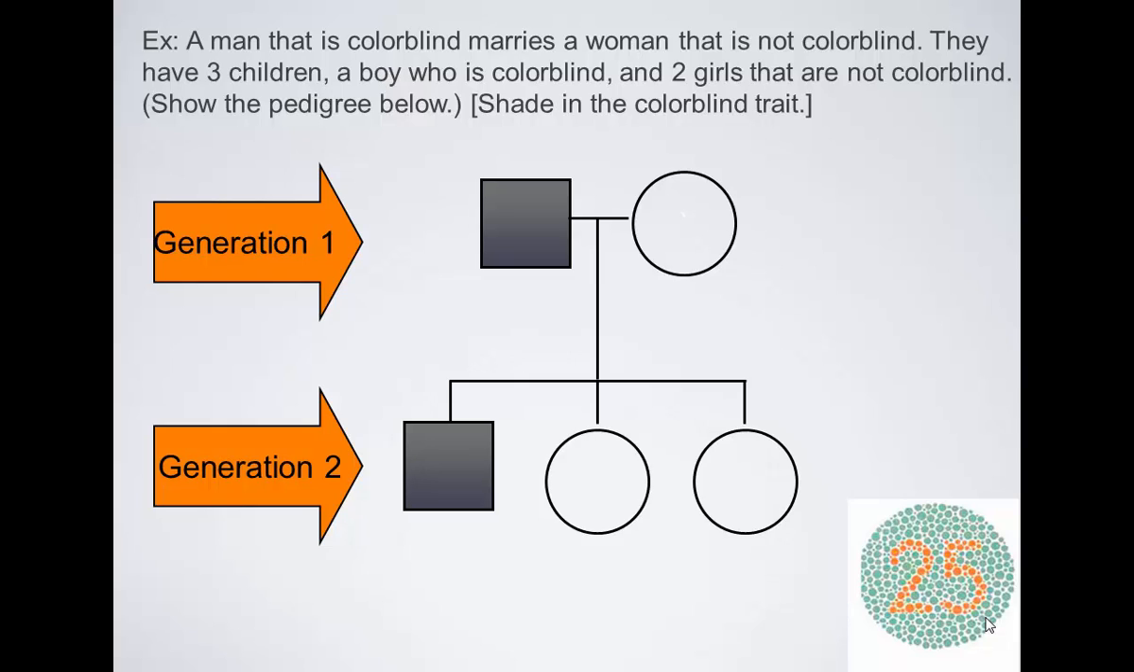So if it's on the X chromosome and it's recessive, how many recessive genes would a man need to become colorblind? Just one, because he only has one X chromosome. How many genes would a woman need to become colorblind? She would need 2 recessive genes, because if she has one normal gene, that's dominant. That's what's going to show through. So who's more likely to be affected by colorblindness? Boys. Yeah, males. If they only need 1 recessive gene, females have to get 2.